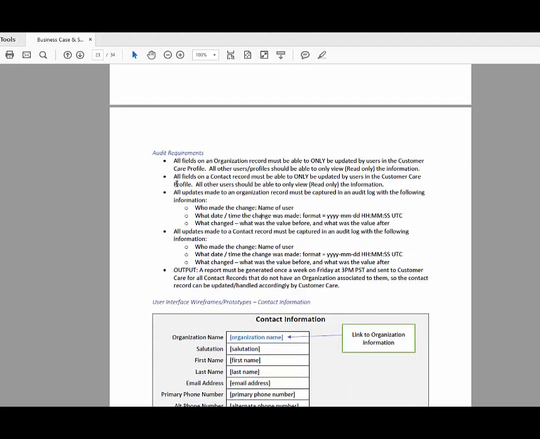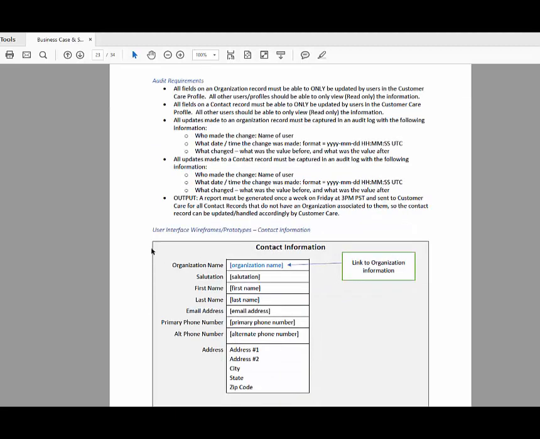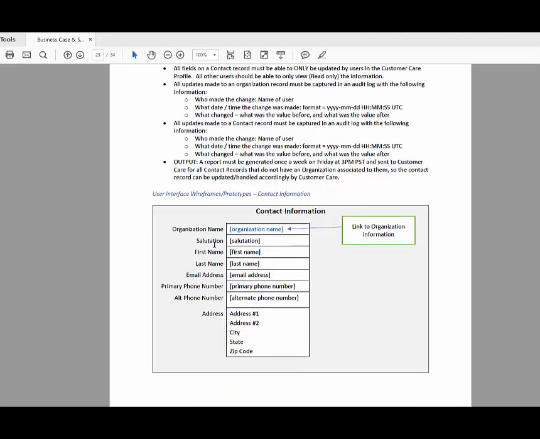We also have an output under the auditing requirements that a report must be generated for customer care to look at all contact records that do not have an organization associated to them. So the contact record can then be updated and handled according to customer care. They wanted to do some auditing, some reports to ensure that they're also auditing their customer contact information and their organization information. We also put together user interface and wireframe prototypes.